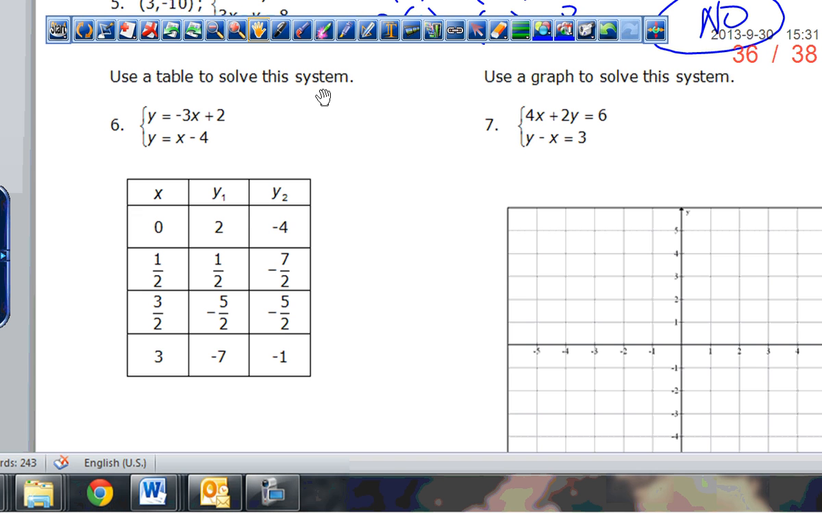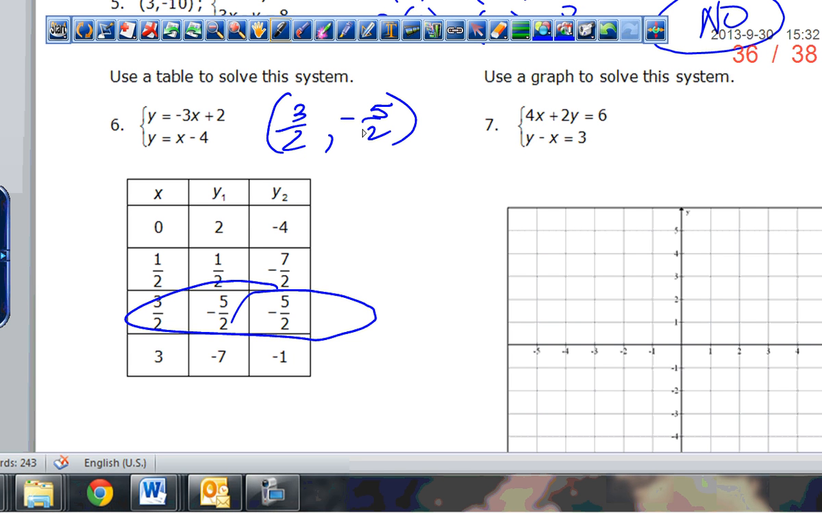On this one, we're looking for what x value do both lines have the same y value? At 3 over 2. So that means my answer is 3 over 2, comma, negative 5 halves.